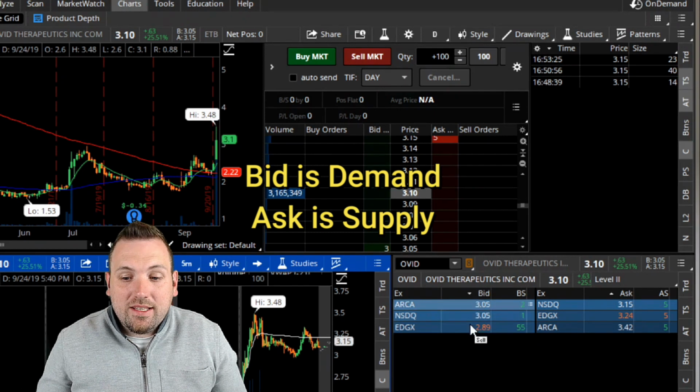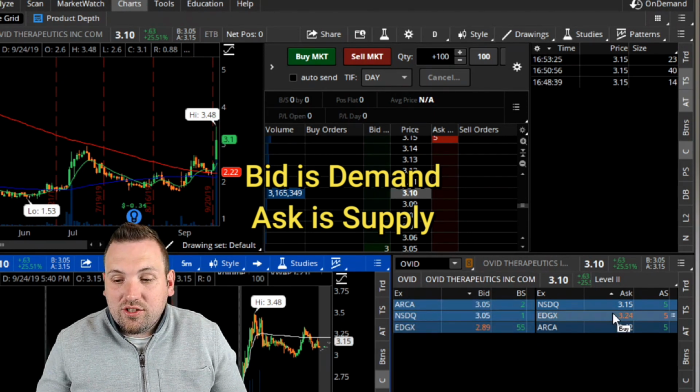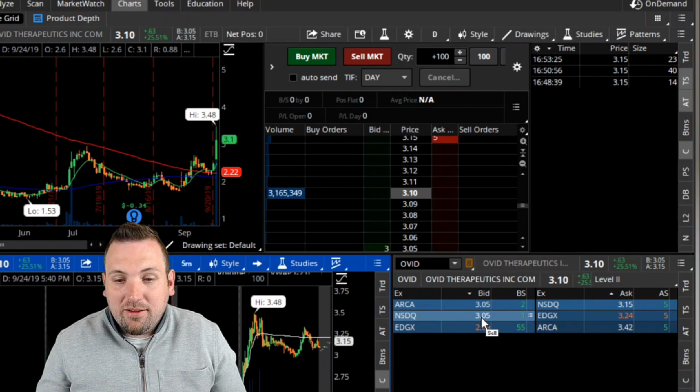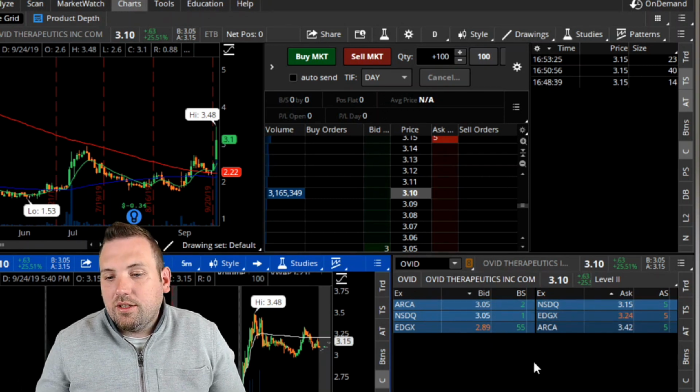So when the buyers outweigh the supply of sellers, the price goes up, just like simple supply and demand, right? Okay, so you see the bids stack over here. If there's a lot of volume, this is aftermarket, so there's not a lot of volume right now. But if you see the bids stack over here at a price, and there's more buyers than there is sellers, it's going to go up.